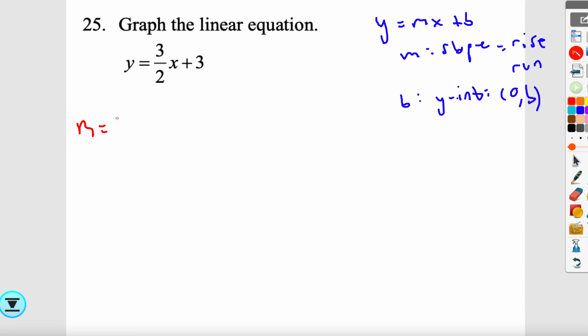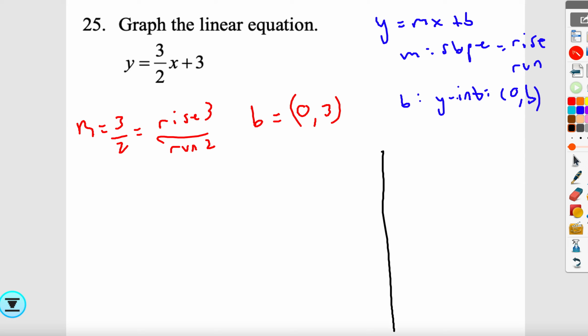So m is equal to 3 over 2. So we're going to rise 3, run 2. And then the y-intercept is (0, 3). So we have the information we need to graph this line. So let's go ahead and draw our axis. 1, 2, 3, 4, 5. 1, 2, 3, 4, 5. 1, 2, 3, 4, 5.